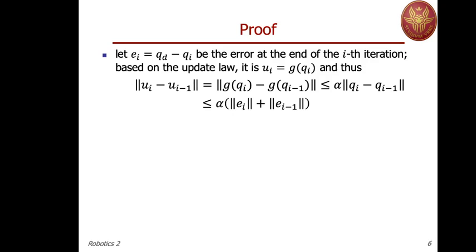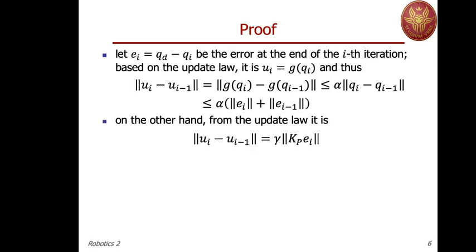And now we make a conservative bound. So we add and subtract from the last term the desired Qd. So we build the error Qi minus Qd and Qd minus Qi-1, so the error at the end of iteration i and the error at the end of the previous iteration. And we replace this with the sum of the two norms instead of having the norm of the sum. So this is quite a conservative step, which will make this condition actually sufficient, in fact.